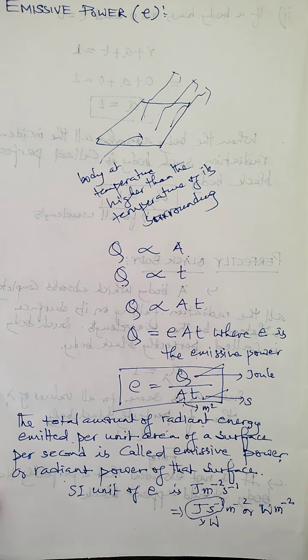Now we have the next term to define, that is called emissivity. And children, the definition of emissivity, and one more definition that we define, spectral absorptive power, you will learn in the next YouTube video.